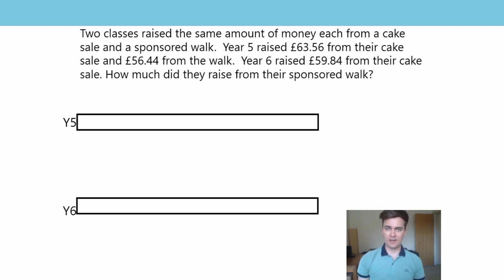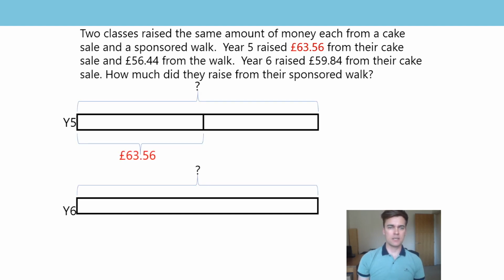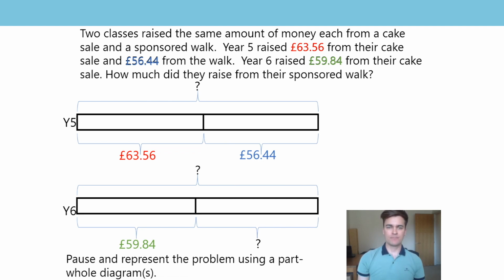Let me plot Year 5's information. £63.56 from their cake sale and £56.44 from their walk. Year 6, £59.84 from their cake sale. How much did they raise from their sponsored walk? Press pause again. This time have a go at taking the information from the bar models and plotting them in a part-whole diagram or diagrams. Press pause, then play again when you're ready to take a look at my part-whole diagrams.